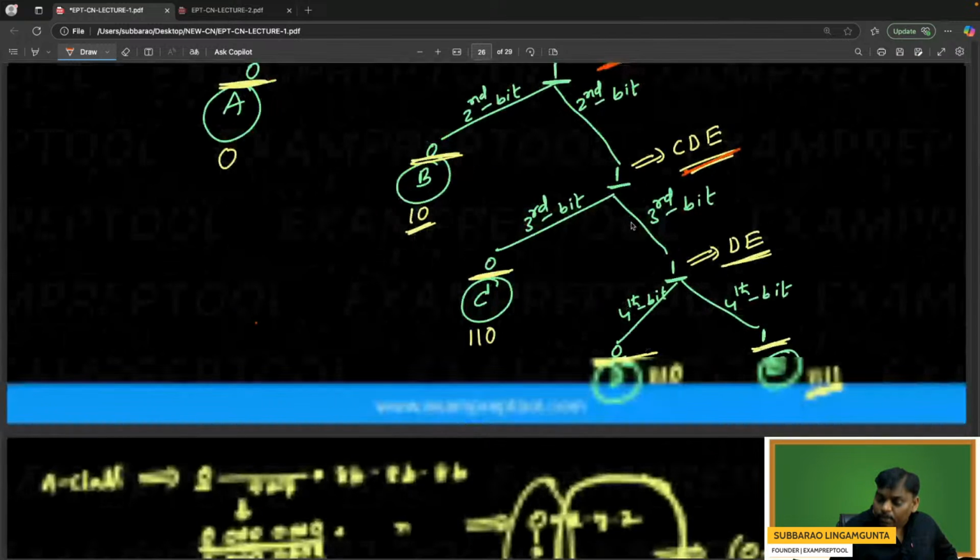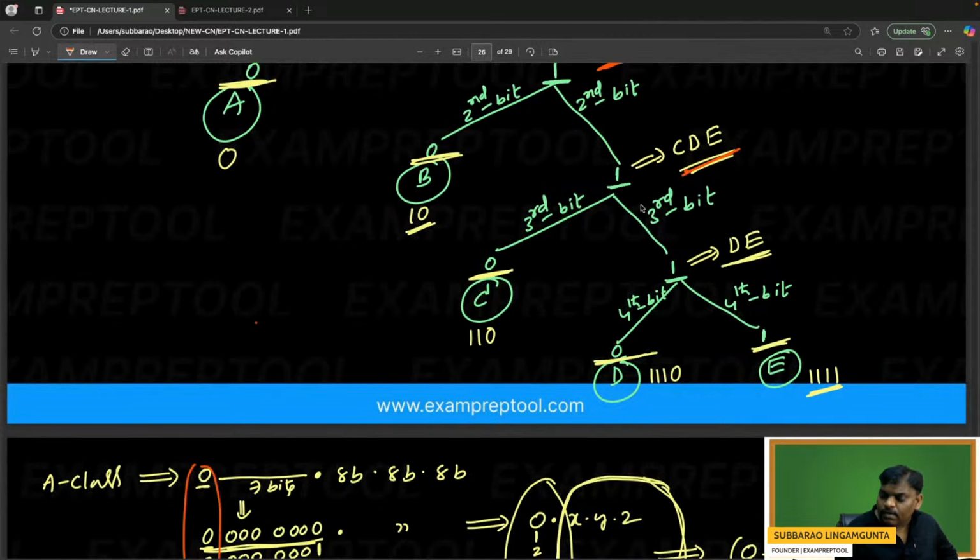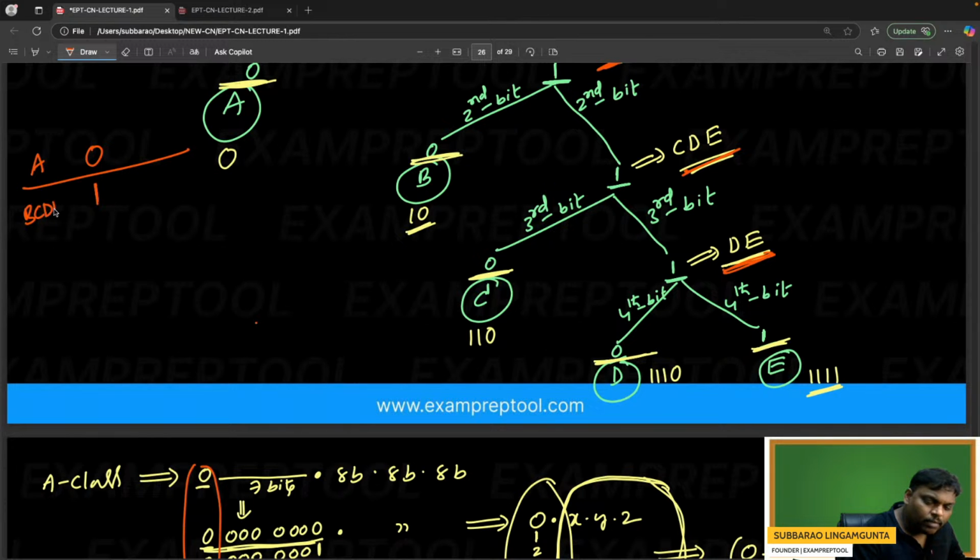Next one. Third bit is 0, C. Third bit is 1, answer is D, E. Fourth bit is 0, D. Fourth bit is 1, E. So like that you can. If you want, I can write it out. Everyone knows every starting bit will be either 0 or 1. 0 means A. When you say the first bit is 1, the answer is B, C, D, E, can be anything.